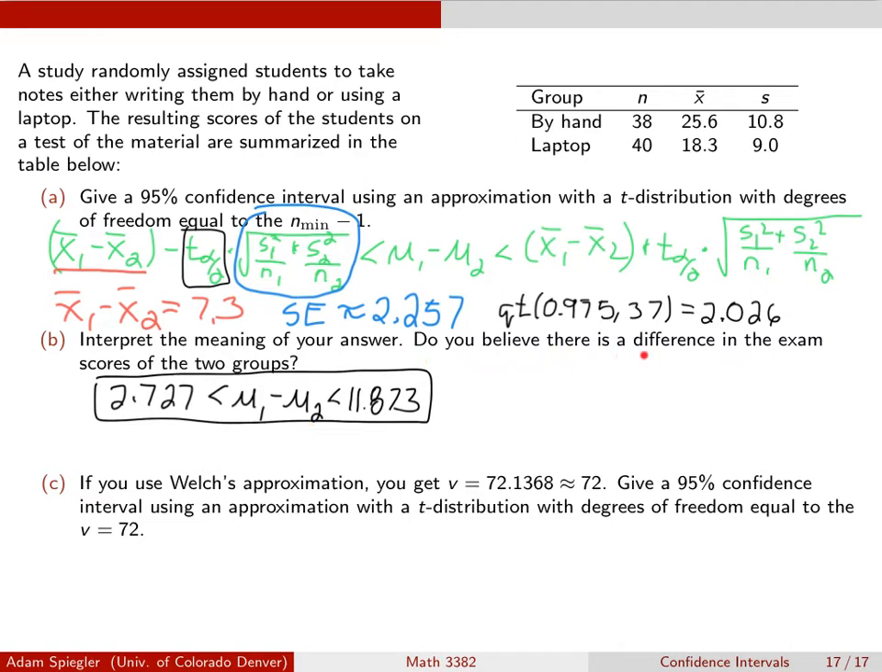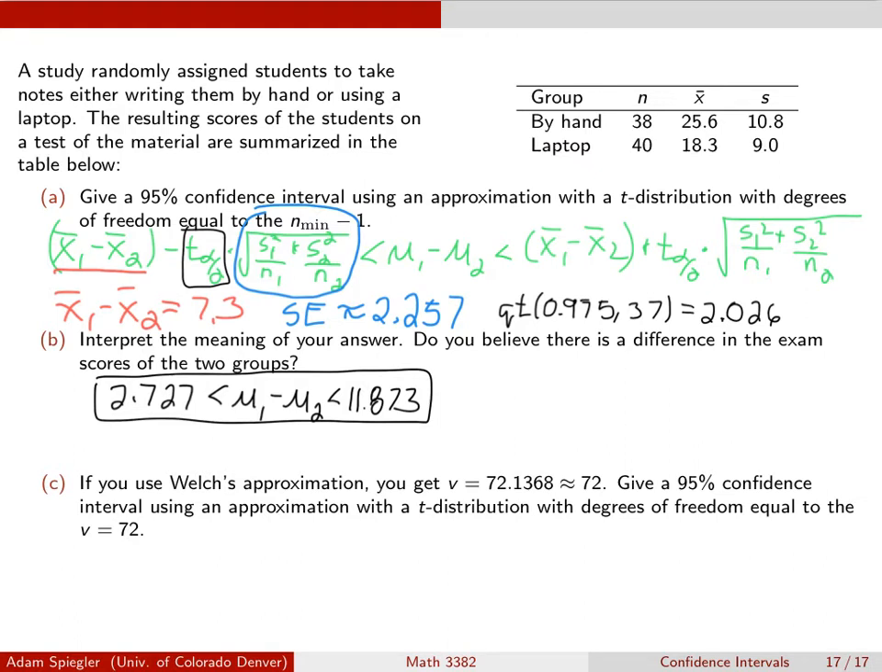And if we want to think about whether this seems to indicate a difference in the exam scores between the two groups, notice that this interval consists of only positive values, and 0 is not in here. So it does not seem plausible that 0 would be a good estimate for this difference. We actually have pretty good evidence to believe that there is a significant difference in the exam scores between these two groups, because this interval contains only positive values. It seems like the only plausible estimates would be that the by hand group does better than the laptop group.